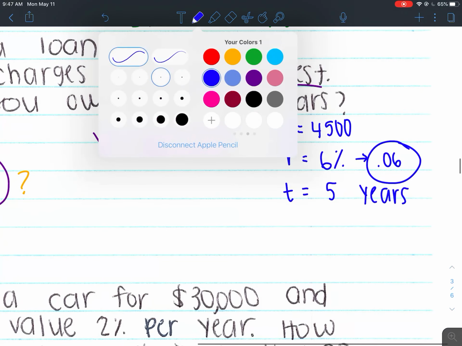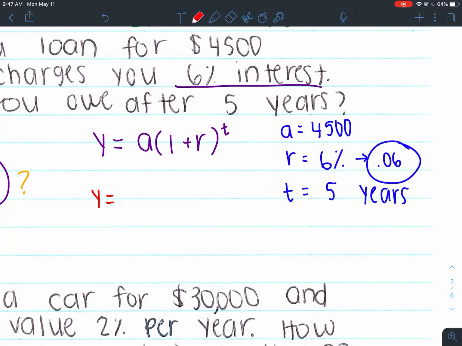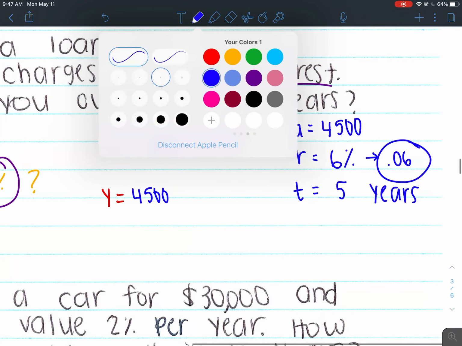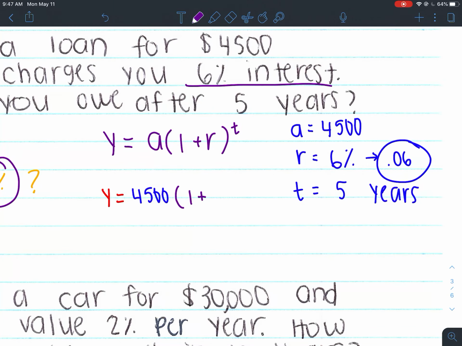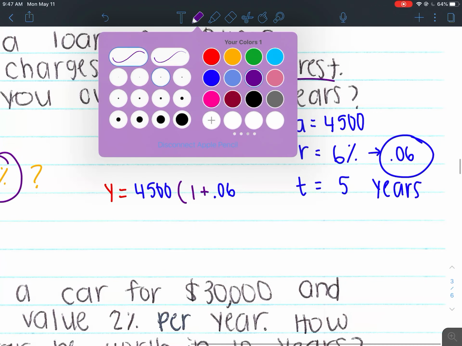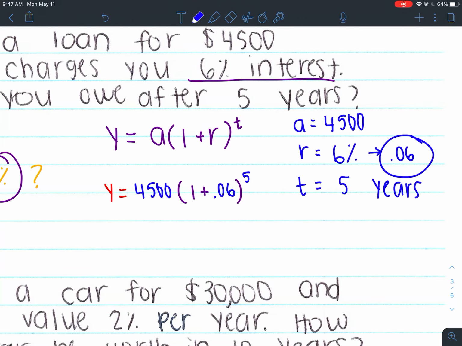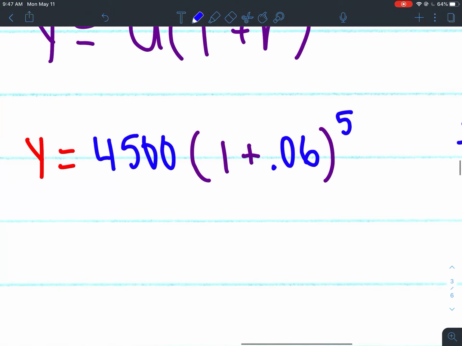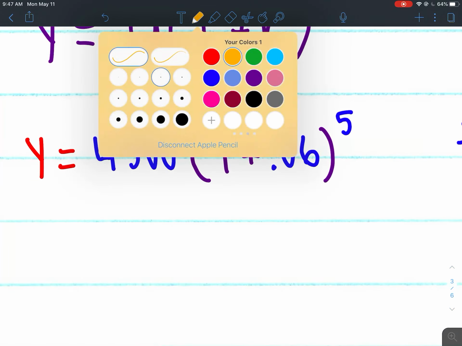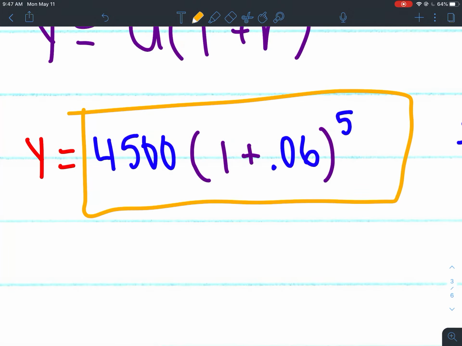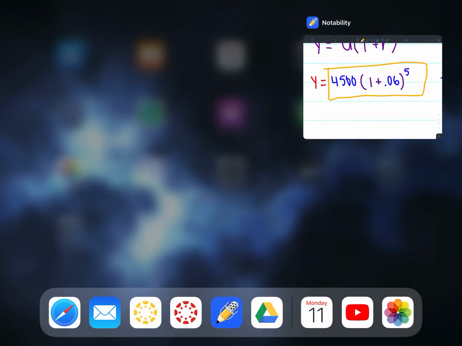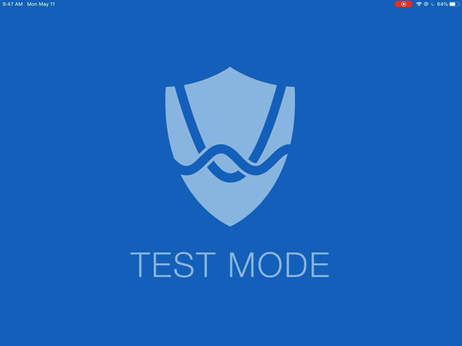So let's go ahead and plug in what we know. So we have y equals our a value, which is going to be our initial 4,500 that we borrow. And then we have 1 plus our rate, which is going to be 0.06. You want to make sure that you write that as a decimal. And then to the power of t, which is our time, which is going to be 5 years. Now, how would you solve this? You're going to plug that into Desmos. So you can actually type in this part here. I would only type in that. I wouldn't type in the y equals. You can if you want, but it will graph it. And you don't really need a graph. We just really need an answer here.